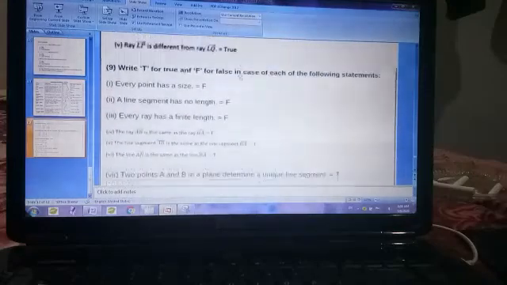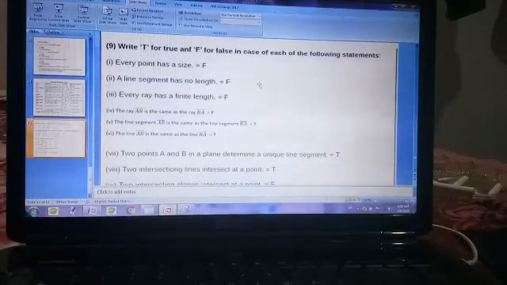In question number 9, write true or false for each of the following statements. Every point has a size. False, because a point has no length, no width, no height; it has only a position in the plane. Second, a line segment has no length. It is a false statement, because a line segment has a definite length which can be measured. Third, every ray has a finite length.